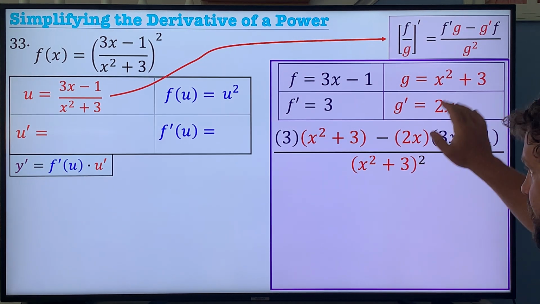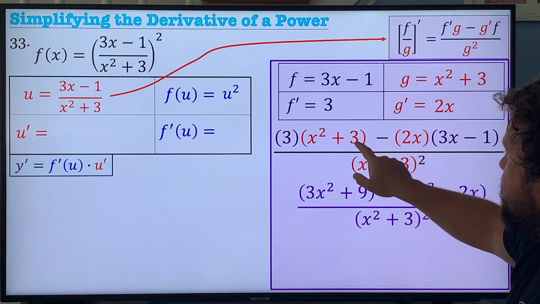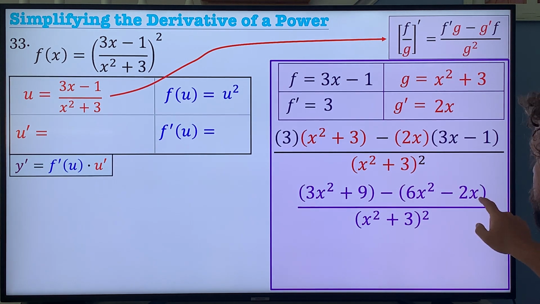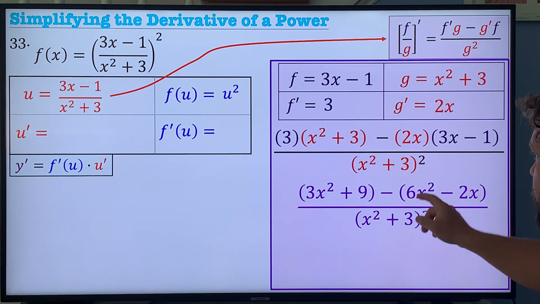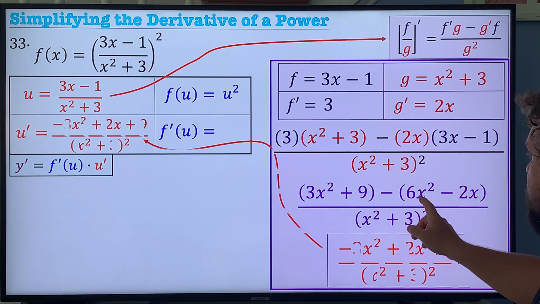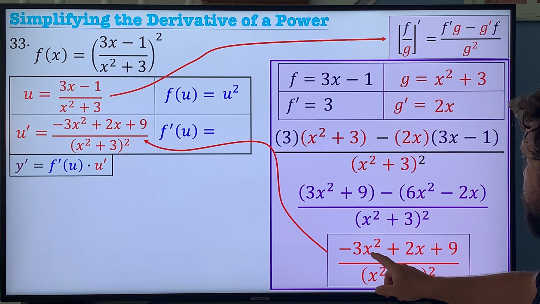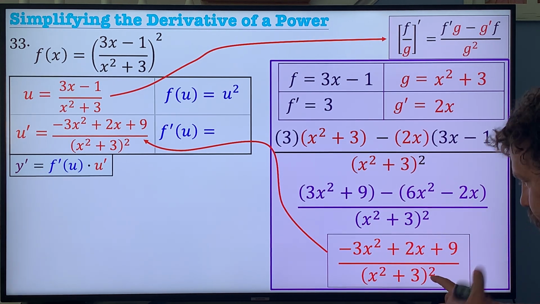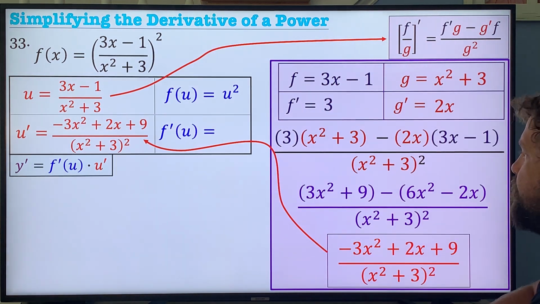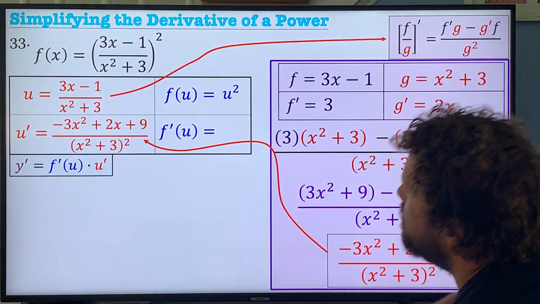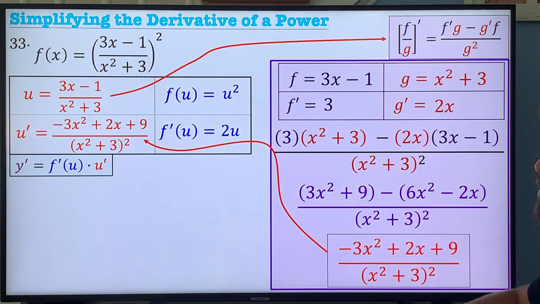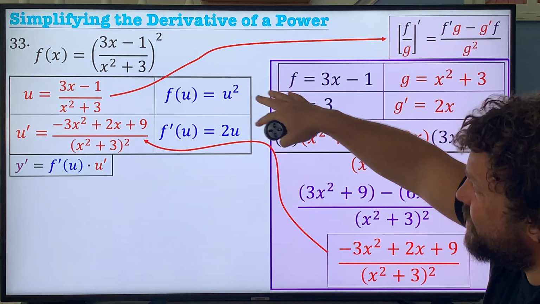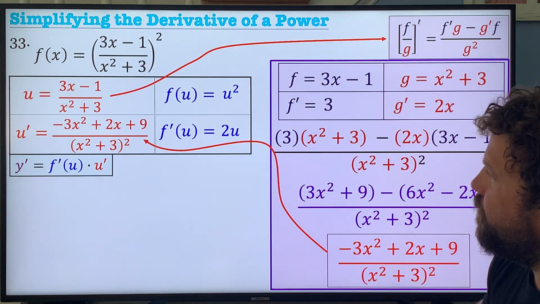Now I can simplify this. This is an easy one. 3x squared plus 9 minus 6x squared plus 2x. I just left the minus there and did pluses. 3x squared minus 6x squared is negative 3x squared, right? Plus 2x plus 9, over x squared plus 3 squared. All right? F prime u is 2u. So I'm using my chain rule, but I got stuck in my chain rule, so I have to use the quotient rule to find the other part.